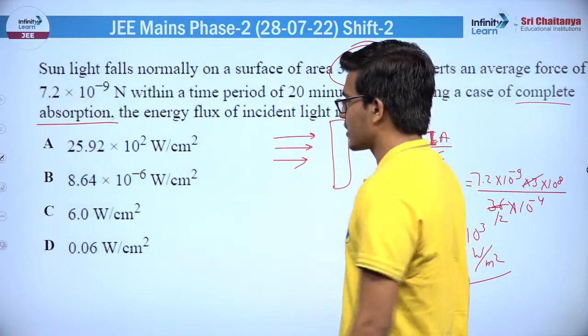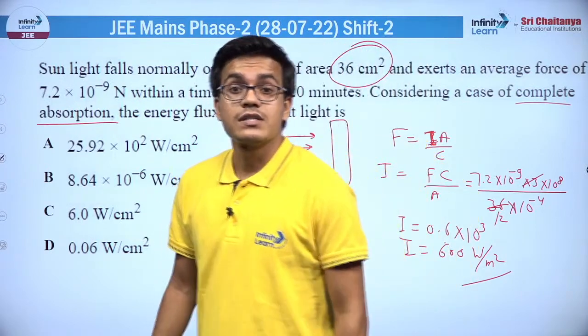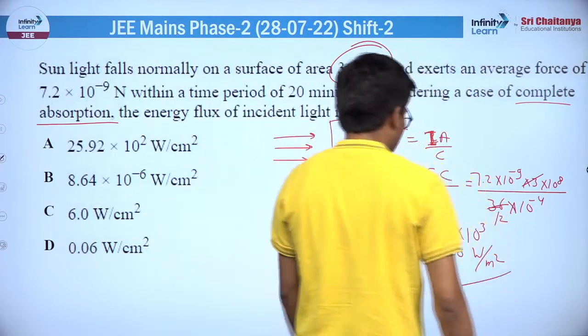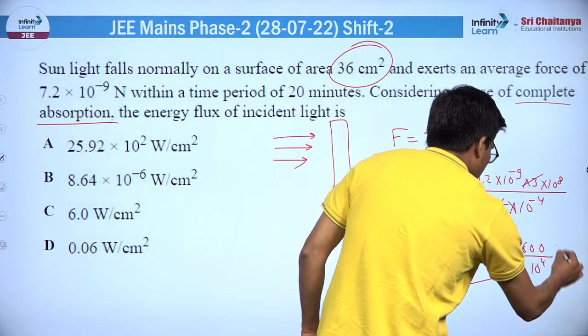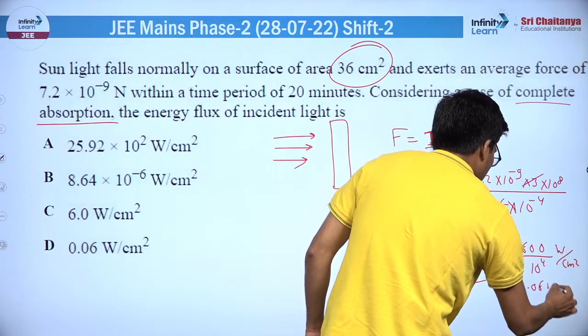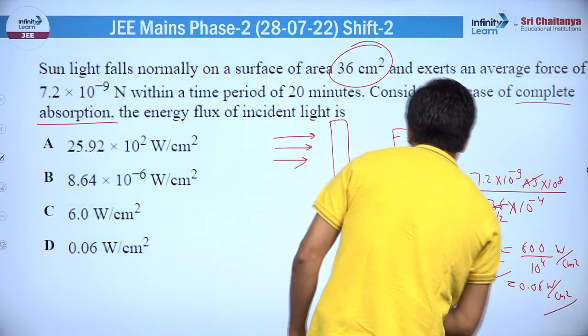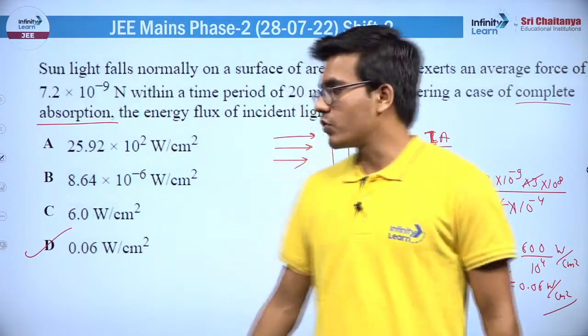But options are given in watt per centimeter square. So let us just convert into centimeter square. So answer should be 0.06 watt per centimeter square, that is D option. Alright, moving to the next question.